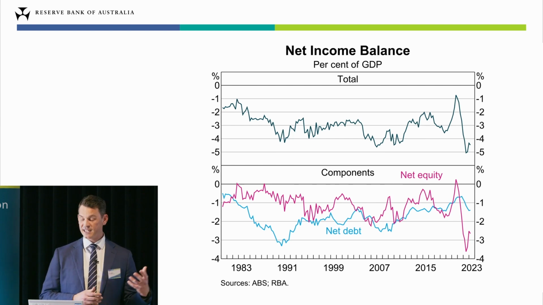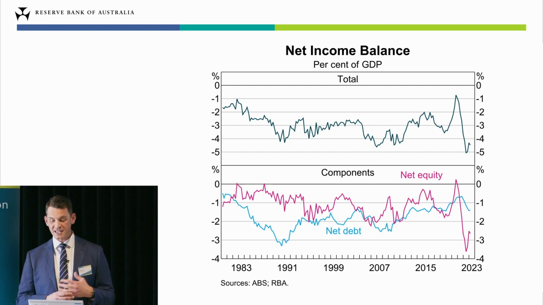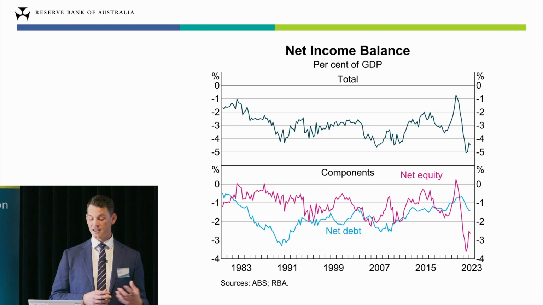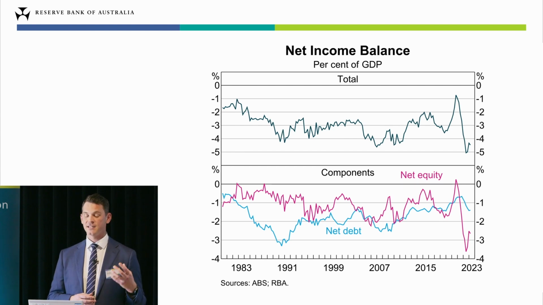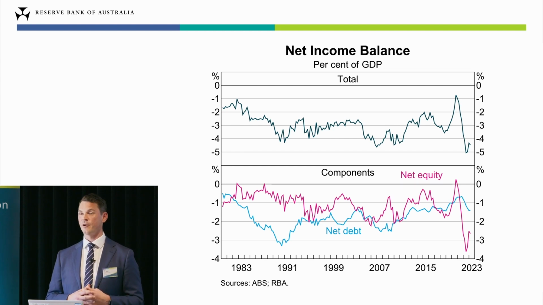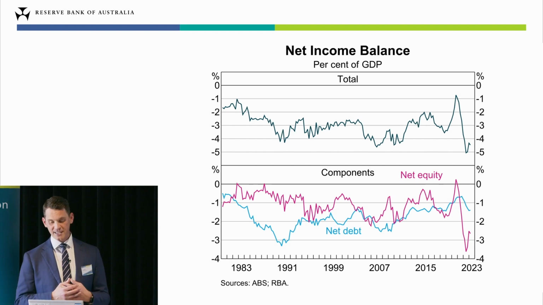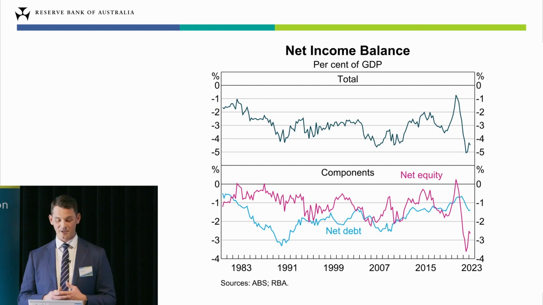But since then, you can see it's swung back the other way as companies reinstated their dividends, as bigger profits, particularly related to the mining sector, have been paid out to foreigners alongside those higher commodity prices. And again, this has added to the net income deficit and offset some of that trade surplus.